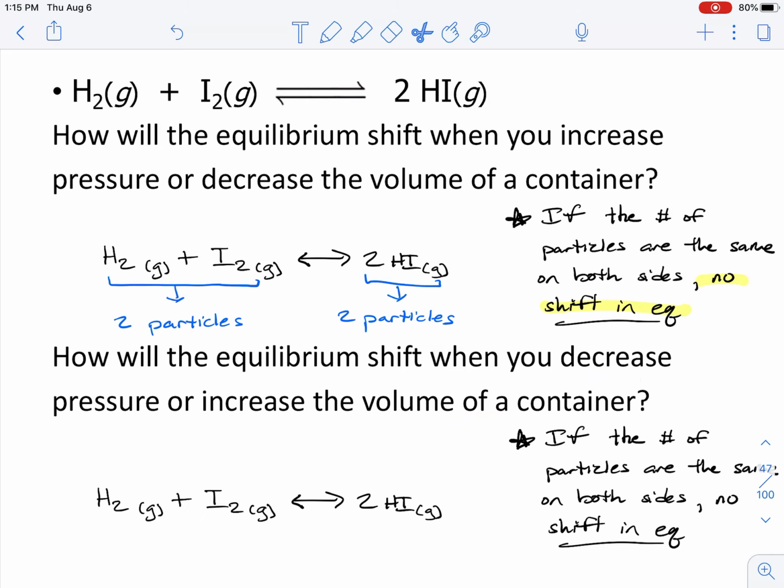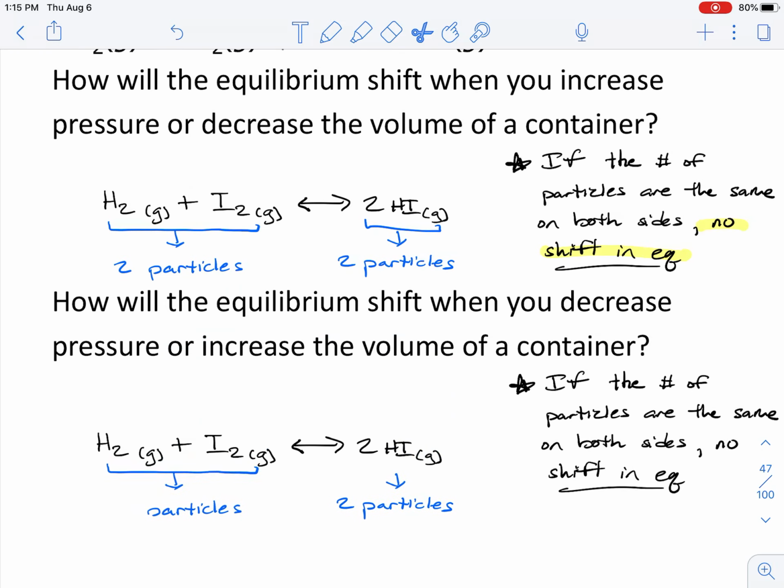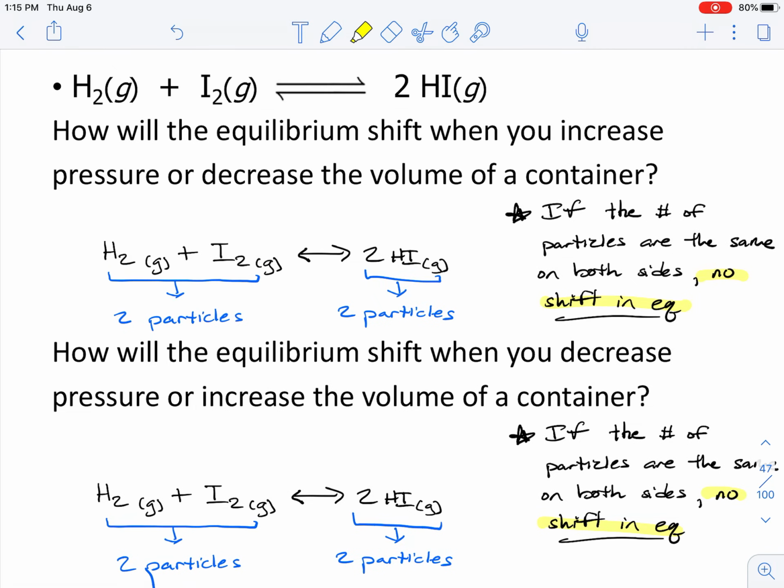Once again, if the number of particles is the same, let me duplicate this. So 2 particles. When the number of particles is the same on both sides of the chemical equation, there is no shift in equilibrium. So neither the product nor the reactant side is favored.